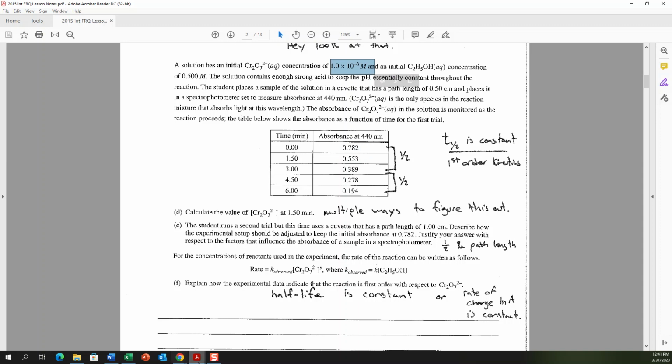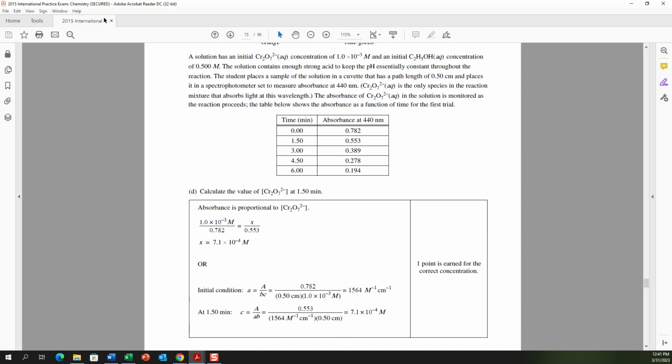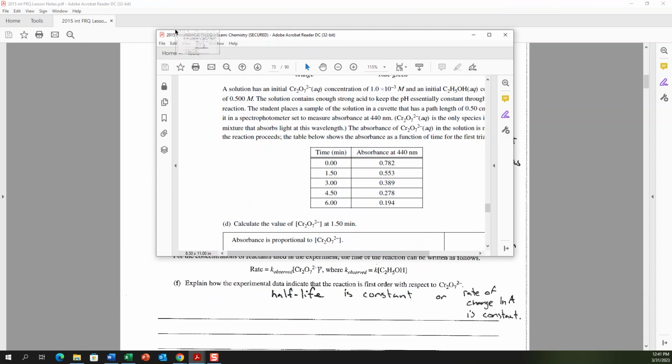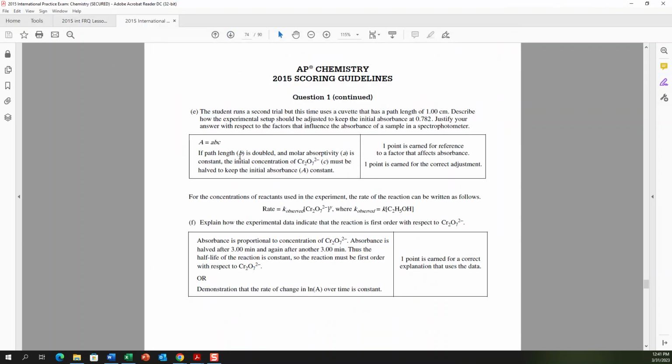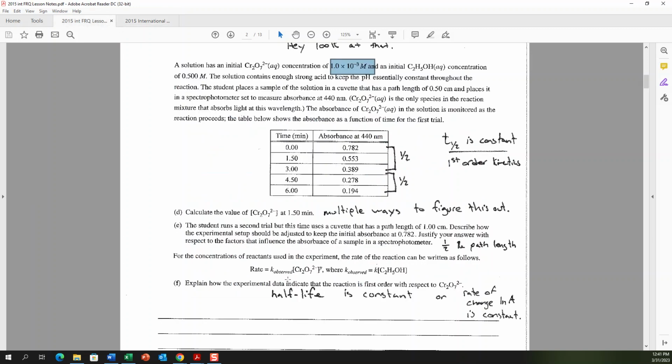Does that make sense? All right. I know I'm asking nobody that question here. Sorry, let me fix something here. Is that gonna work? Okay, yeah. All right, so yeah. If the path length is doubled, the molar absorptivity is constant. The initial concentration must be halved to keep the absorbance the same. There you go. All right. So we had to cut the concentration in half because we doubled the path length in that experiment. Okay.